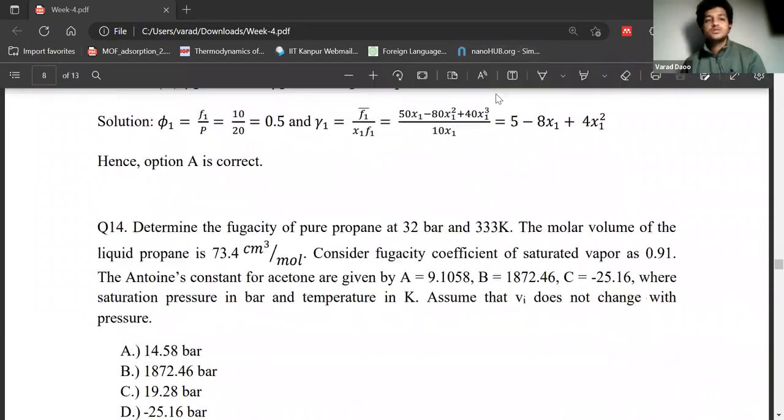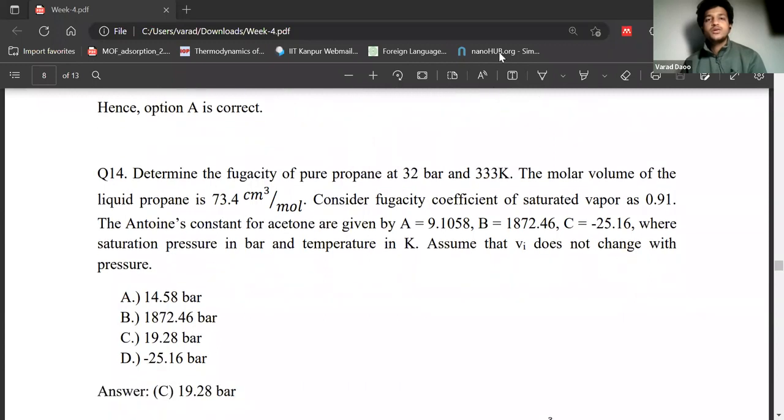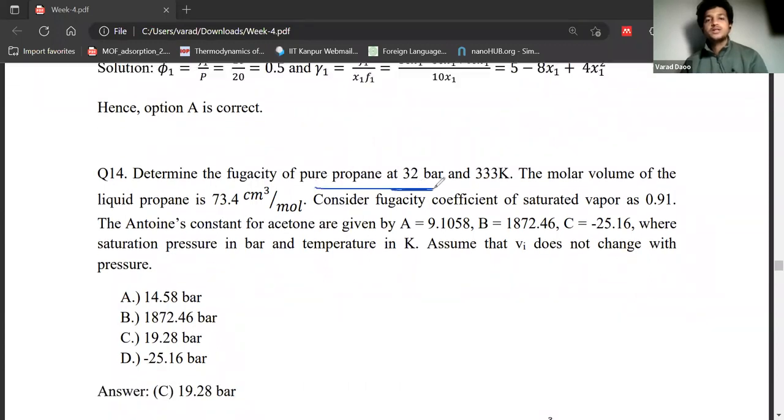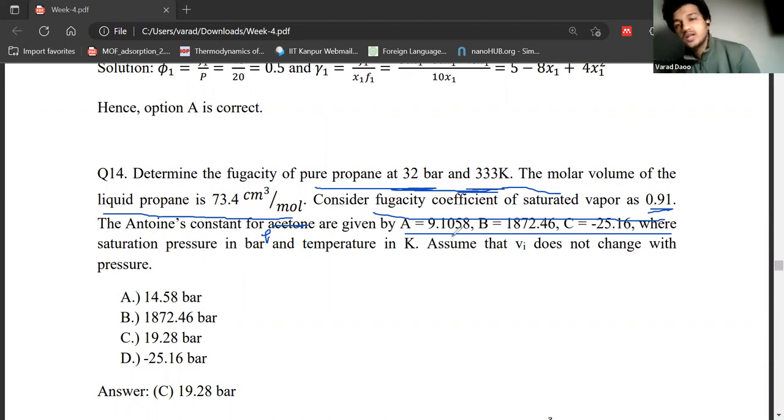This is the next question. Determine the fugacity of pure propane at 32 bar and 333 Kelvin. The molar volume of liquid propane has been given, and we are asked to consider the fugacity coefficient of saturated vapor as 0.91, and the Antoine constants for propane are given as this. The saturation pressure is in bar and temperature in Kelvin. Assume VL does not change with pressure.